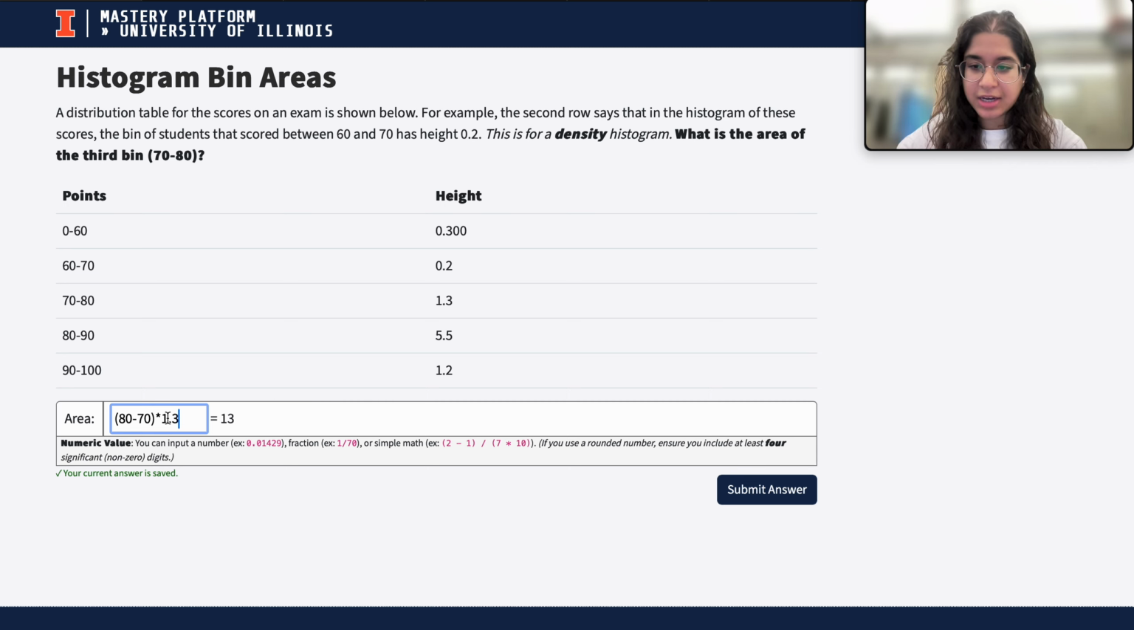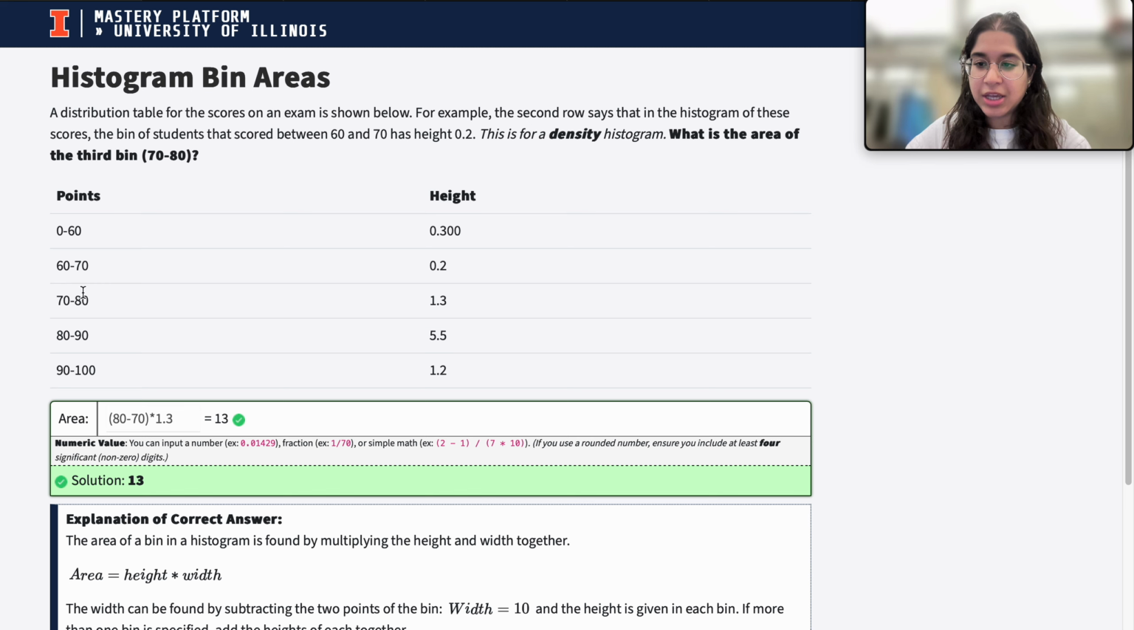You can either write 1.3 or put the whole mathematical formula. It's going to be the same thing. When we submit the answer, that's correct because we just wanted to find the area of the bin, which is basically finding the area of the rectangle, which is going to be that width times that height.